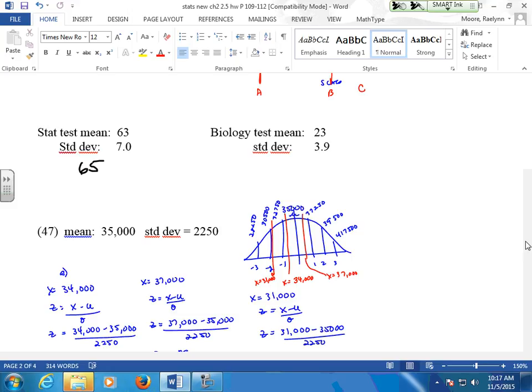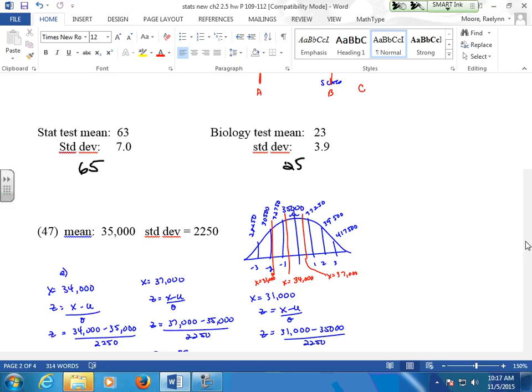Your biology test had a mean of 23, with a standard deviation of 3.9. You got a 25. No one passed. Which class, prospectively, did you do better in? Obviously, you did better by passing, but which one did you do better in? That's how we look at your z-scores.